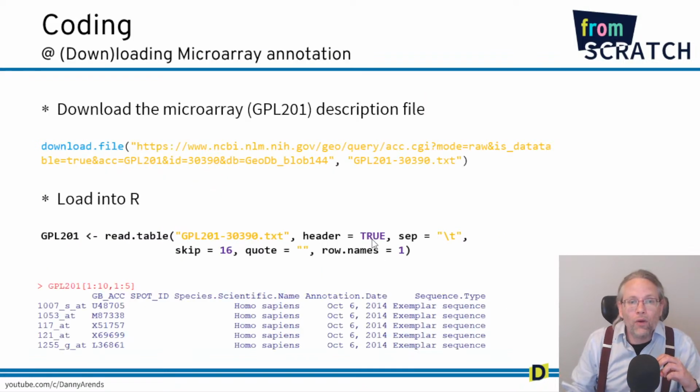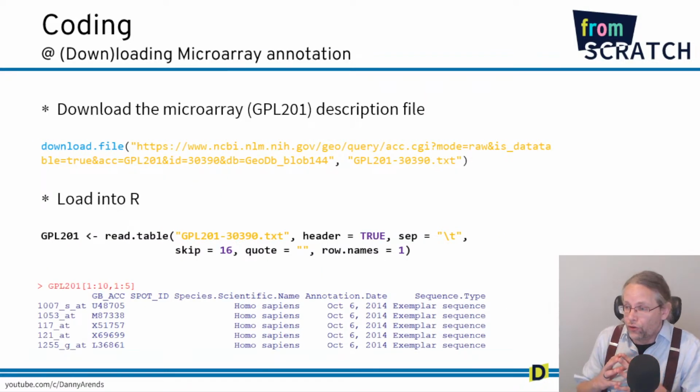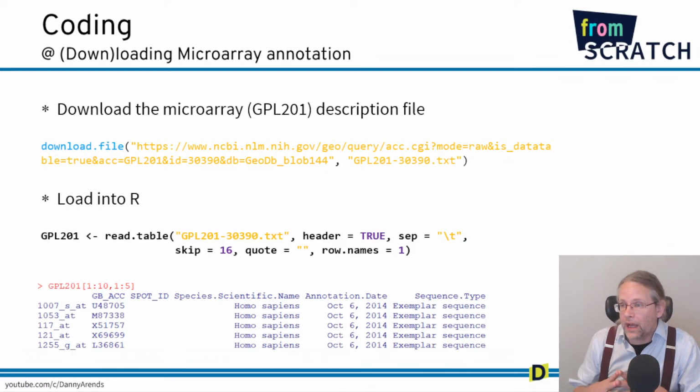So now we can start doing some annotation on them. For that, we need to get the microarray description file, right? Because at the moment, we just have the name of a probe, but we have no idea which gene in the genome is being targeted. So we're going to automatically download this as well.